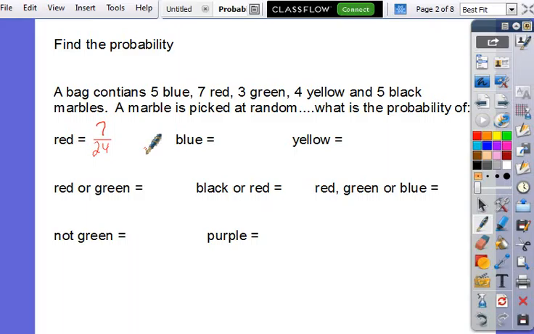Next one says blue. How many blues do I have? So that's going to be 5 out of 24. Yellow is what? 4. Now 4 out of 24 can simplify, so I'll simplify that down to 1/6. When it has the word or in there, we're going to add up those two things. So red or green. Well, red and green would be how many together when I add them? 10. And 10 out of 24 can simplify to 5 out of 12.